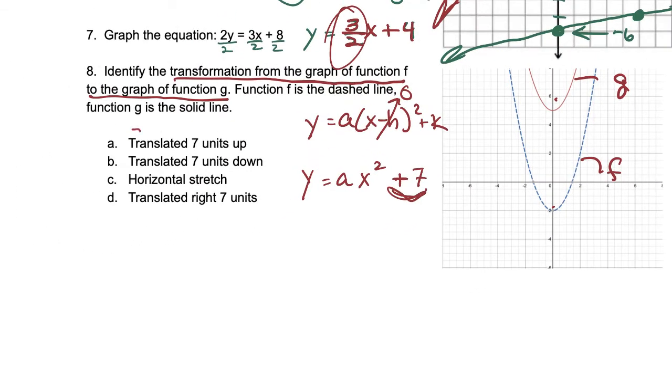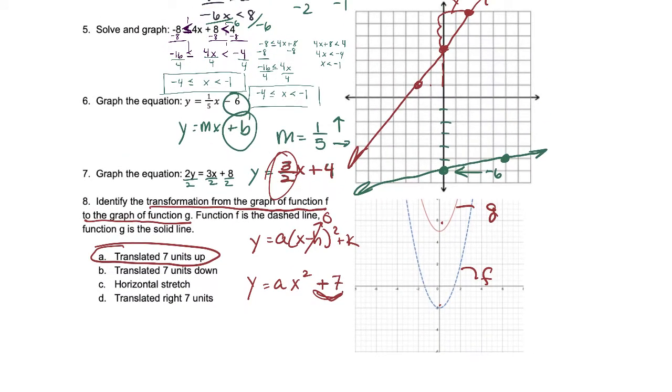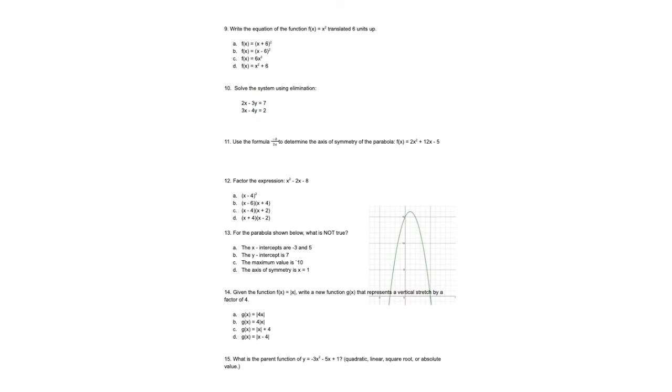We can clearly see that. I don't know why I'm going through all the equation stuff. You can just see it shifted up. It's not shifted down. That would be if you're going from G to F. It's not horizontally stretched. It didn't get wider on us. And it's not translated right or left. It takes care of the first page for us.